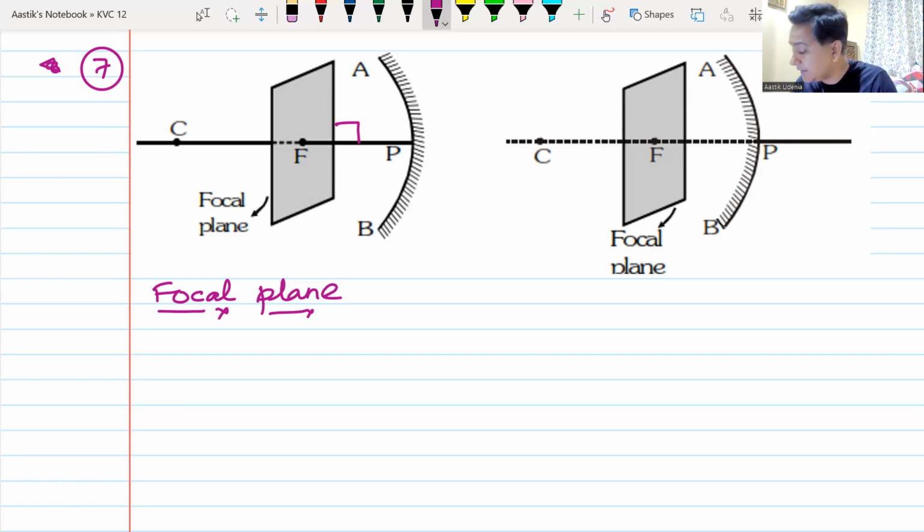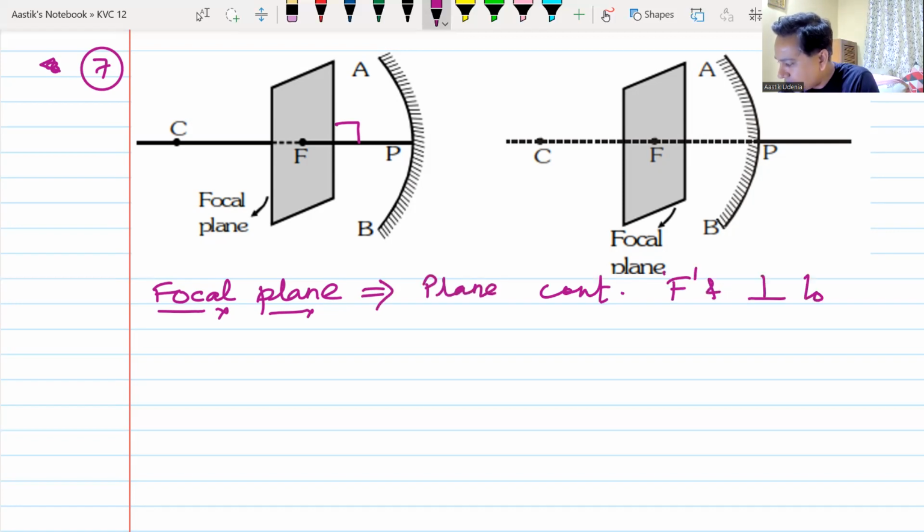So focal plane is a plane which contains the focus and it is perpendicular to the principal axis. Plane containing, and that's why I've drawn the diagram. Plane containing principal focus F and it is perpendicular to CP. Do you understand the meaning of CP?